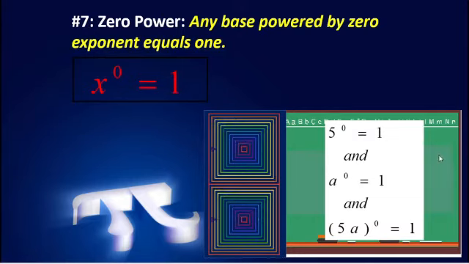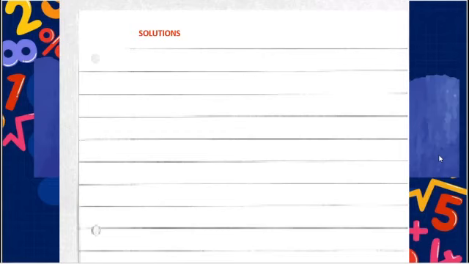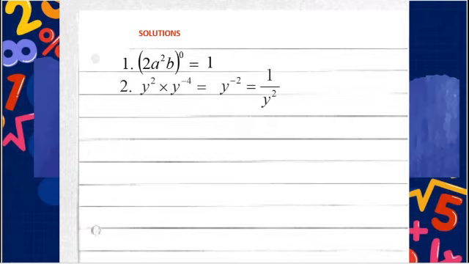Okay, let's proceed with the exercises. Okay, so we have 2a squared b quantity raised to the 0 power. So lahat yan naka-enclose. So automatic that is equal to 1. How about this one? We have y squared times y raised to negative 4. So may negative exponent. So kukunin lang natin yung reciprocal niyan.